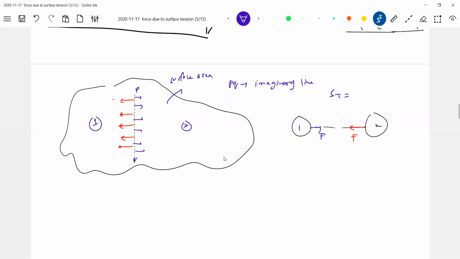So how to measure surface tension? What you should do: just take a free surface, draw an imaginary line of length L, then calculate the cohesive force. The cohesive force per unit length will be the surface tension. It is an imaginary line, but it's going to help us a lot in numericals. So are you getting it now?